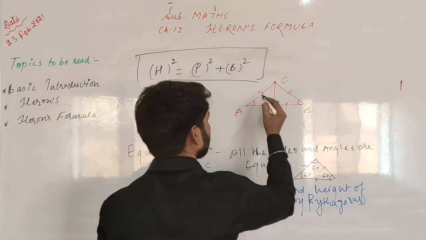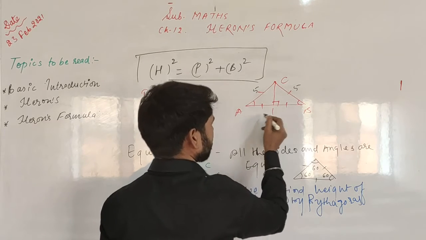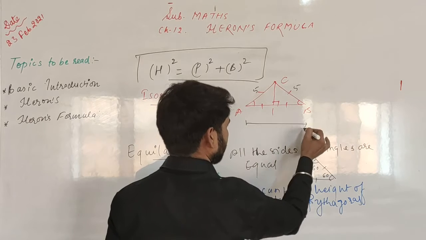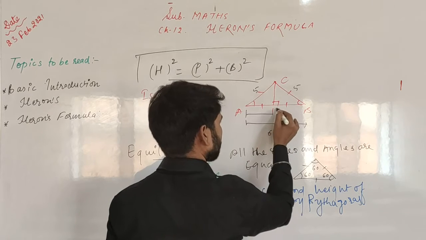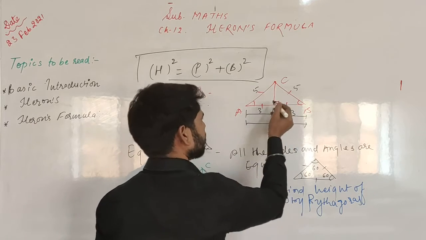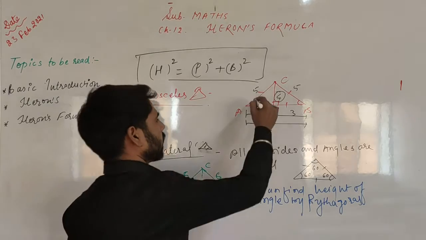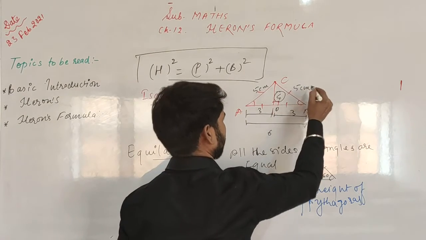Now take this as 5. AB is 6 and this is O, this is 3 and this is 3. Okay, so here is 4 centimeter. Okay, if we take it as centimeter.